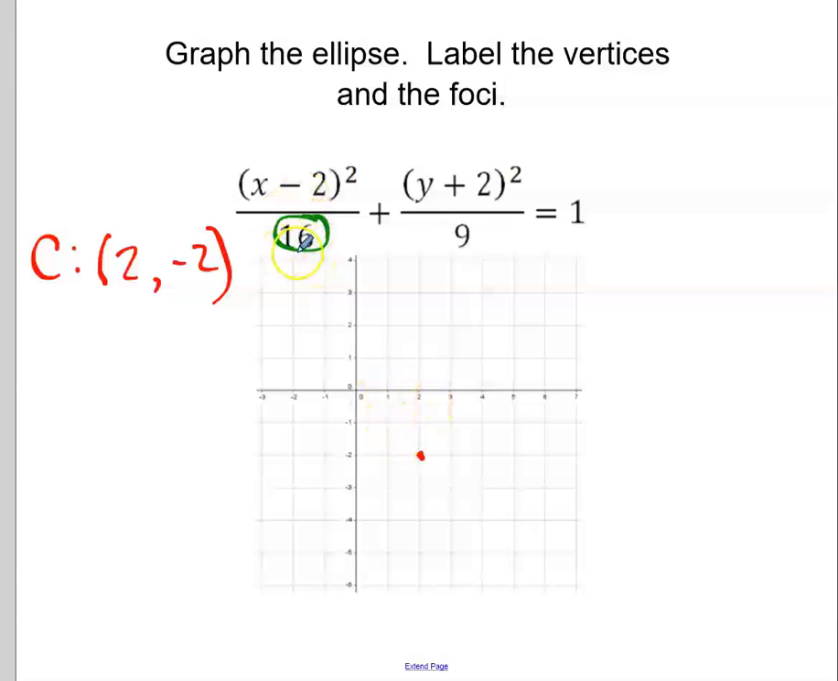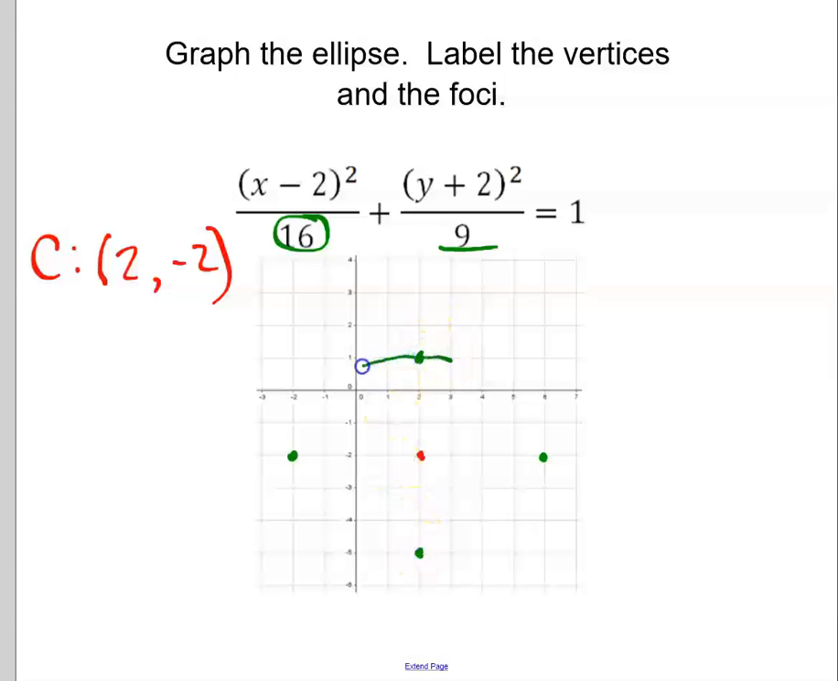So the number underneath the x's is 16, which is 4 squared. Since that's under the x's and x's is horizontal, you're going to go 4 to the left and 4 to the right. Now do the same thing with the number underneath the y's. If you look underneath the y's, you've got a 9, which is 3 squared. So that means y, remember up and down, you're going to go up 3 and down 3.